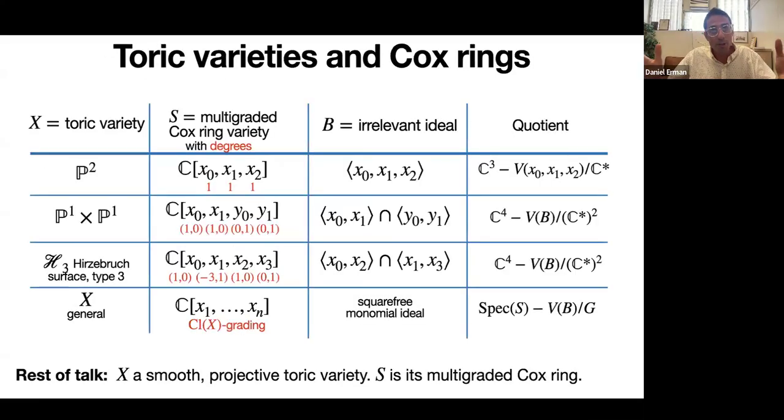All right. So here's maybe a summary of just some examples of toric varieties and their Cox rings. So I've got in the first column a toric variety, its corresponding multigraded Cox ring, marking the degrees in red. The irrelevant ideal is the ideal that gives us the bad locus, the thing we want to remove before we quotient. And then I've got the quotient. And so if you do this in a systematic way, you can go from an orbit structure or a multigraded Cox ring to a projective toric variety.